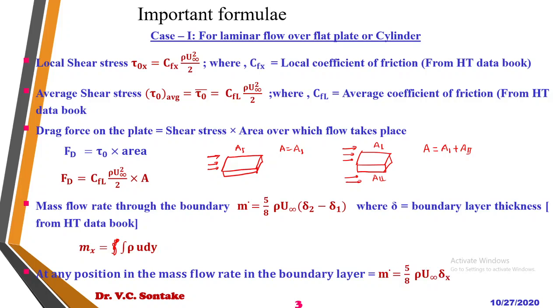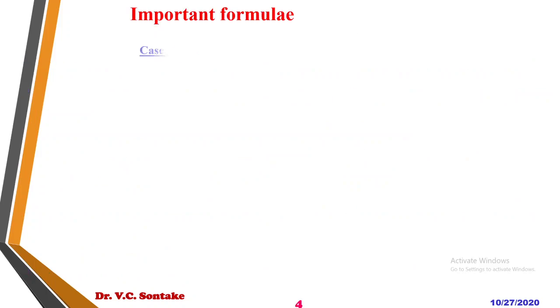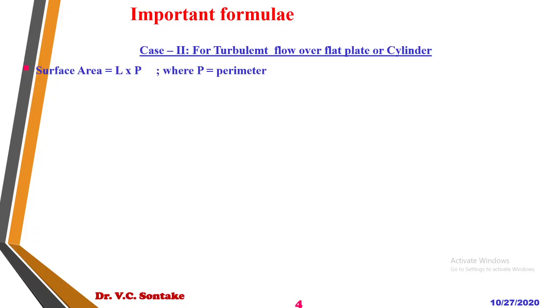Because these are the formulae. Whatever formulae I am discussing here, they are not given in the data book, heat transfer data book. Similarly, case 2, that is external flow, and for turbulent flow over a flat plate or cylinder. So in many cases, I can also calculate surface area as length into perimeter. Then Stanton number is equal to Cf by 2, where Cf is the coefficient of friction.